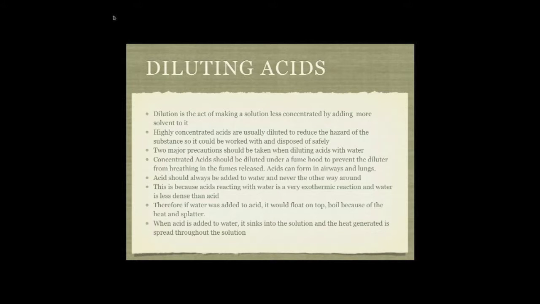Another method of preventing accidents and hazards is dilution. Dilution is the act of making a solution less concentrated by adding more solvent to it. Highly concentrated acids are usually diluted to reduce the hazard of the substance so it can be worked with and disposed of safely. Two major precautions should be taken when diluting acids with water. First off, concentrated acids should be diluted under a fume hood to prevent the person diluting from breathing in the fumes released. This is because acids can form in airways and lungs if inhaled.